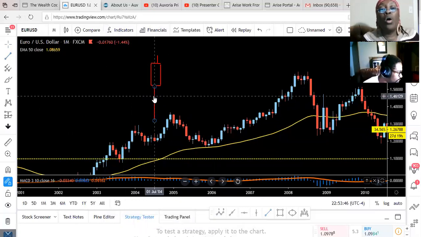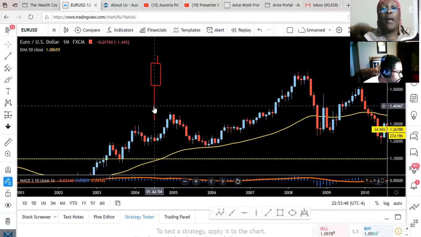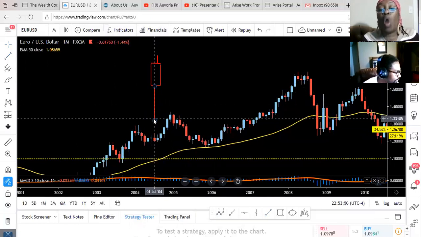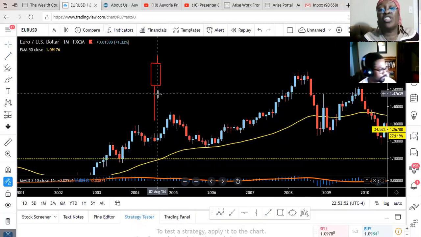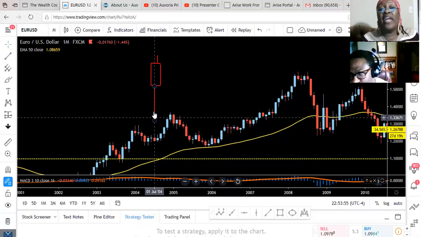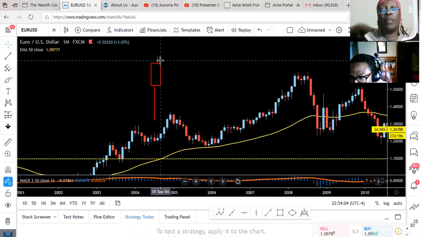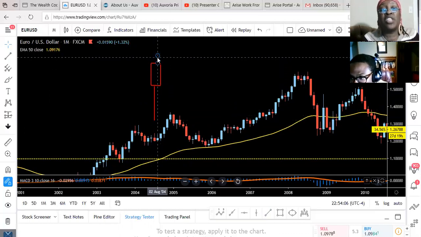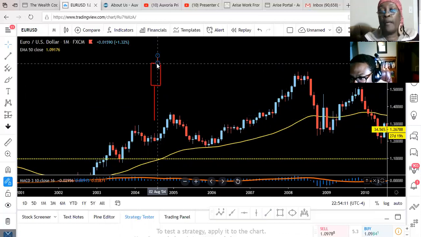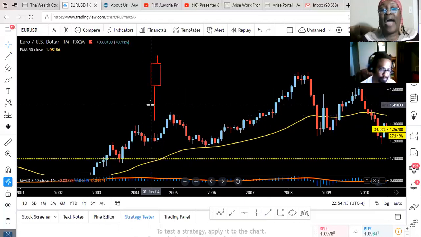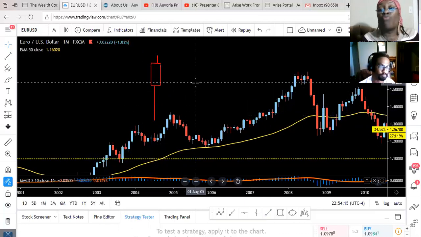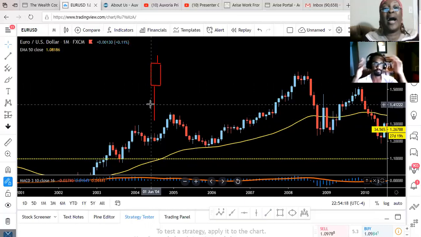So what that tells you is buyers are much stronger, because just imagine how much buying pressure it would have taken to push this price that was down here all the way up, even extended up to this point, and then it came back down and closed here. So when I see wicks like that, that is a strong indication of what? Buying pressure.